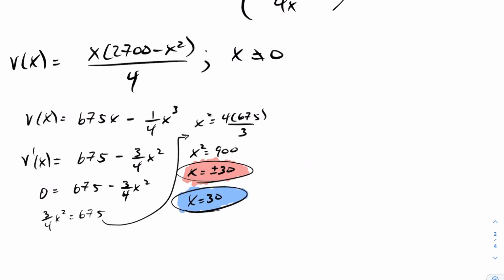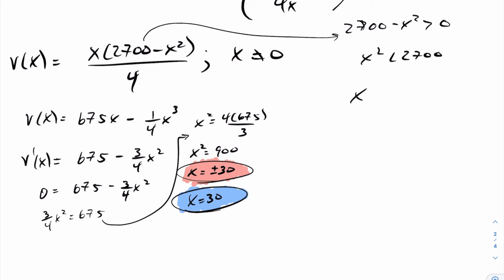We need to examine the domain of the function V(x), making sure this is actually within our domain. So let's get some restrictions on these values here. In this case, x has to be greater than 0, and 2700 minus x squared must also be greater than 0. So taking a look at this inequality here, we have 2700 minus x squared must be greater than 0, or x squared must be less than 2700. Giving us x must be less than 30 root 3 after we take our square root. So therefore our x value has to be strictly greater than 0 and less than 30 root 3.